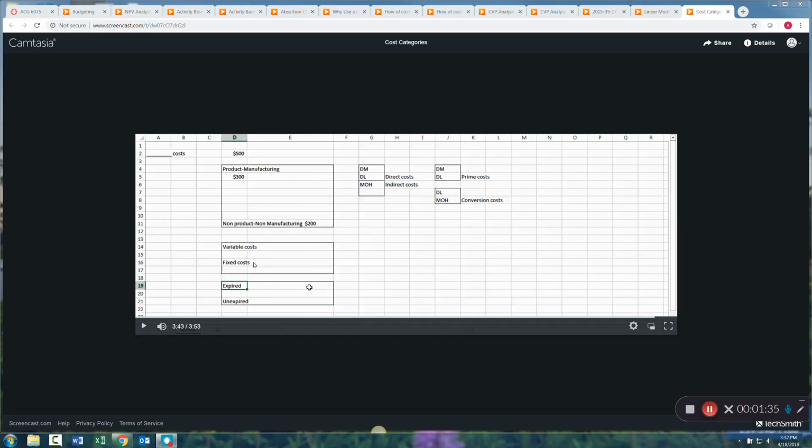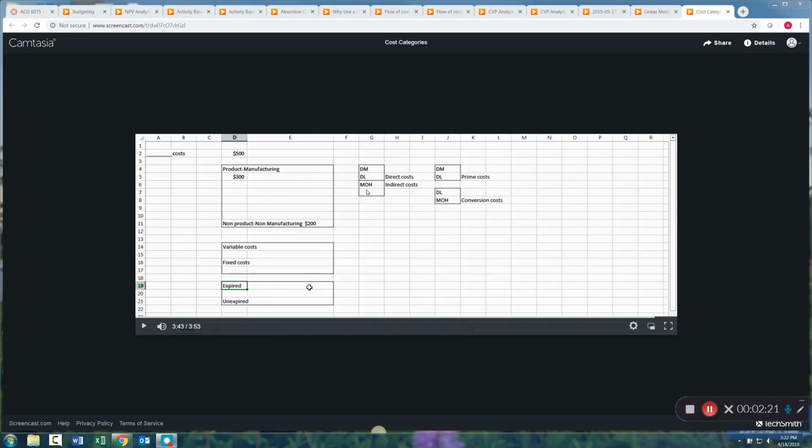But for different types of analyses, we want to look at costs either as product, non-product, variable, or fixed, or as in the case here, expired versus unexpired. In other words, is it an asset in our books, or is it an expense at that point? A lot of times you have assets that have future value, and the moment they cease to have future value, we would just expense them. I'm sorry, I think I said that backwards. So the expired ones would be the ones that are expensed away, and then the unexpired are the assets. My apologies. But the idea is the same.